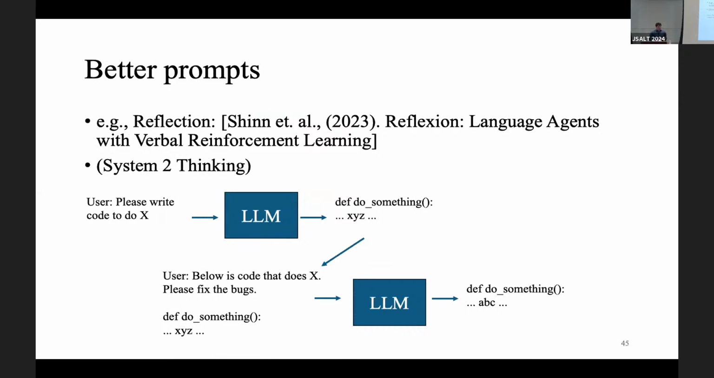Okay. Better prompts, this is something that is catching on. So prompt engineering has been popular. It's now a job title, but also there's ways to make your prompts automatically better, right? So here's an example. Say I tell the LLM, please write code to do X, right? And then it generates some code for me. What I can do is copy and paste this code and then put in another prompt: below is the code that does X. Please fix the bugs, right? And then it actually fixes the bugs. Maybe it fixes. So this is something called reflection. It's a fancy word, but it's saying that you can call the large language model multiple times and use it to improve itself.